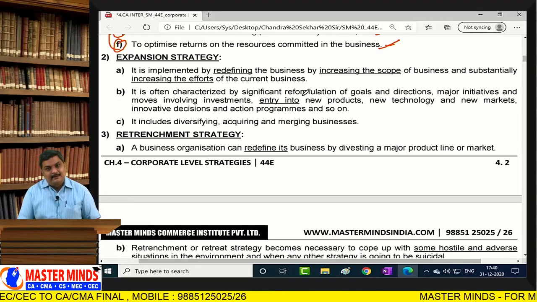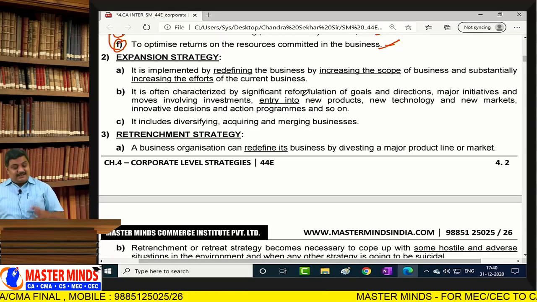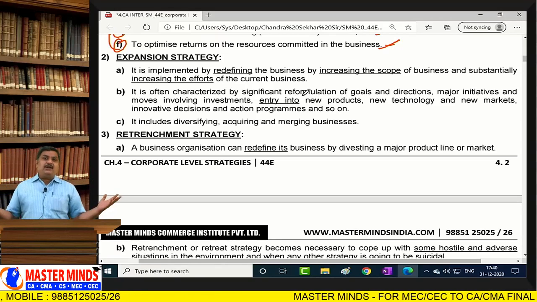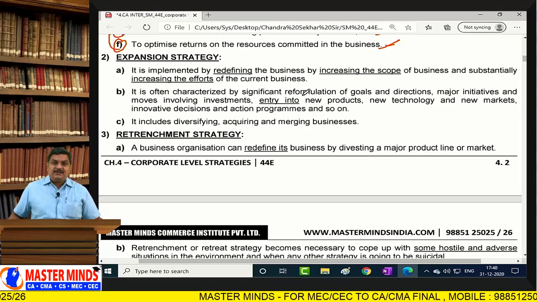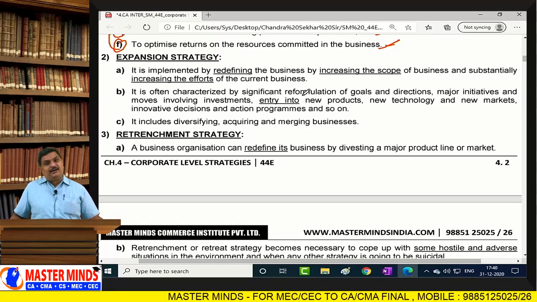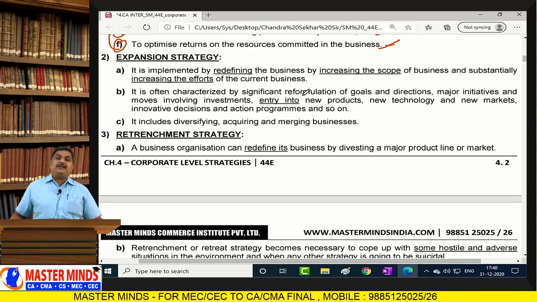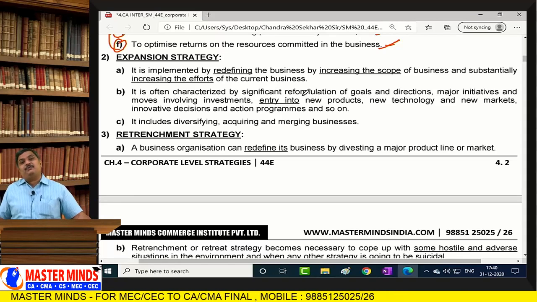And if you have multiple businesses, like I have already told you, IT, auto, FMCG, then you will definitely not have a single strategy. Because the business environments are different. FMCG environment is different, IT environment is different, auto environment is different. So definitely you need to follow a combination strategy, right?